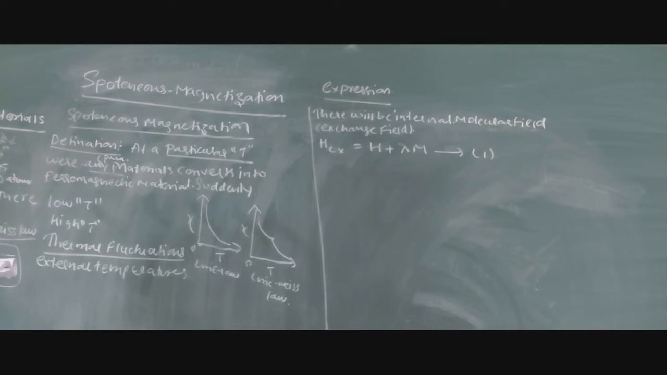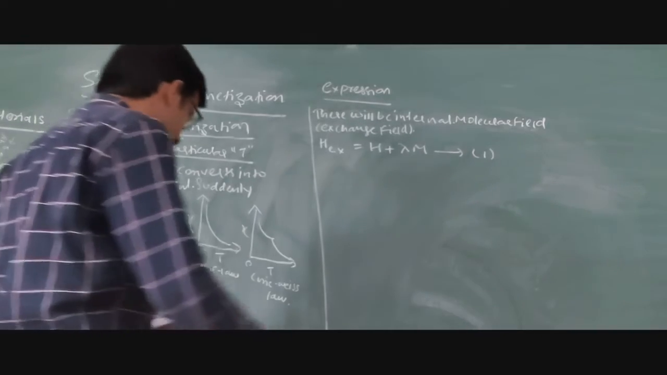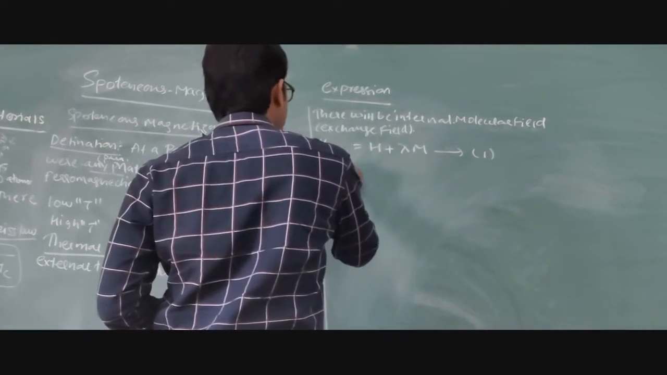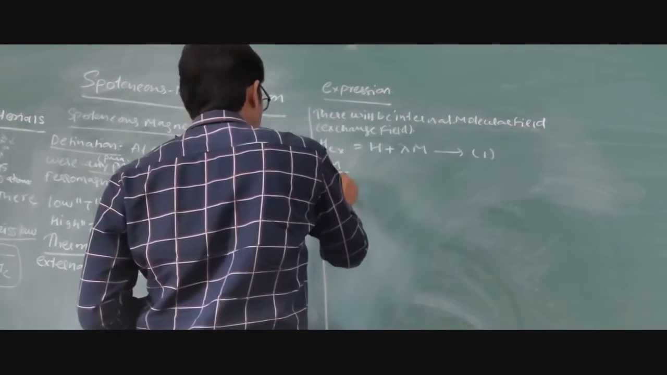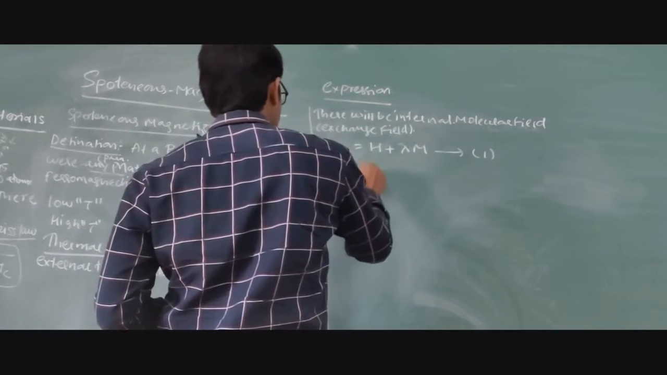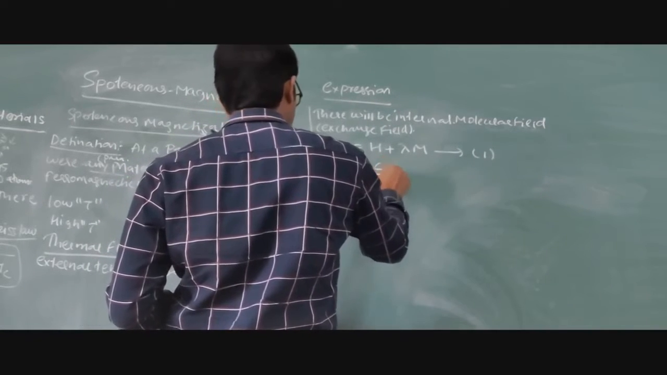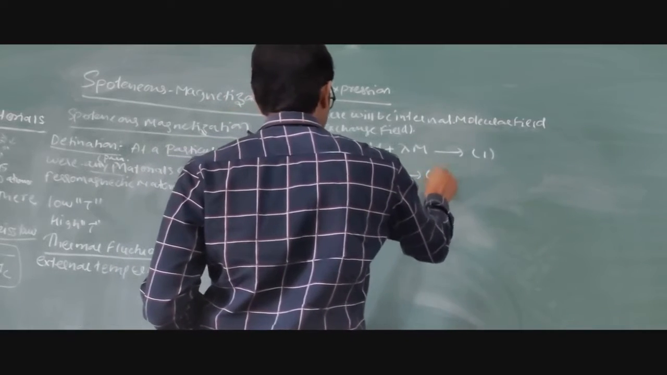Lambda is a constant, not the susceptibility. Here we have a constant, independent of T. That is, it does not at all depend on the temperature. And H is the applied magnetic field. Now equation number 1 and equation number 2: M equals C by T times H_EX. Equation number 2.